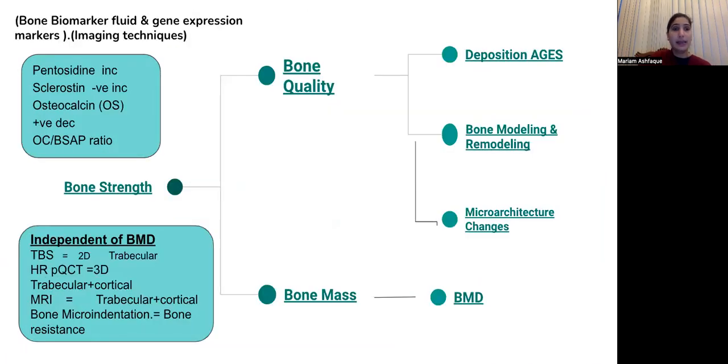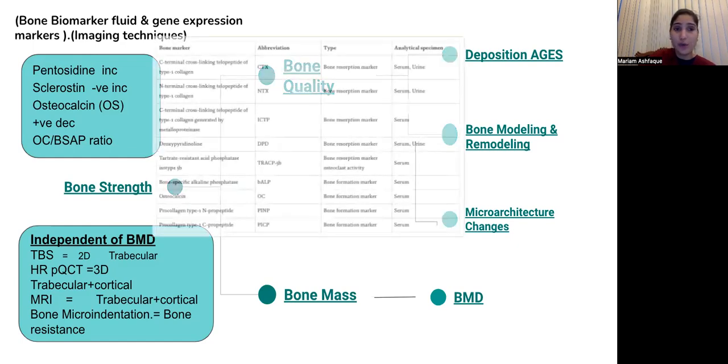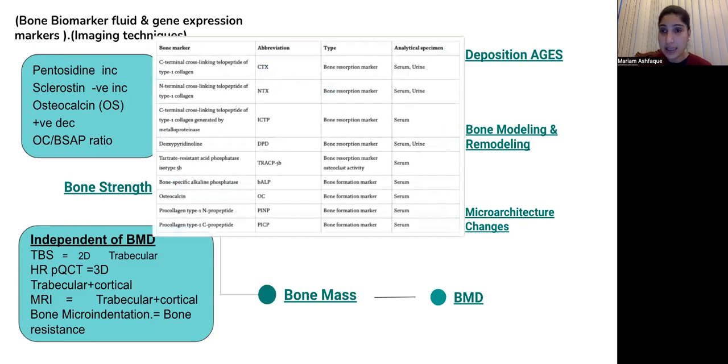Okay, and then these slides show the bone biomarkers, gene expression markers, and imaging techniques. There are a lot of biomarkers; I'm just choosing to focus on a few. Pentosidine is an AGE, and it is increased in the serum and the urine. In the diabetic population it is related to bone strength, and some studies show that if it is increased, there is a higher risk of vertebral fractures and other fractures.